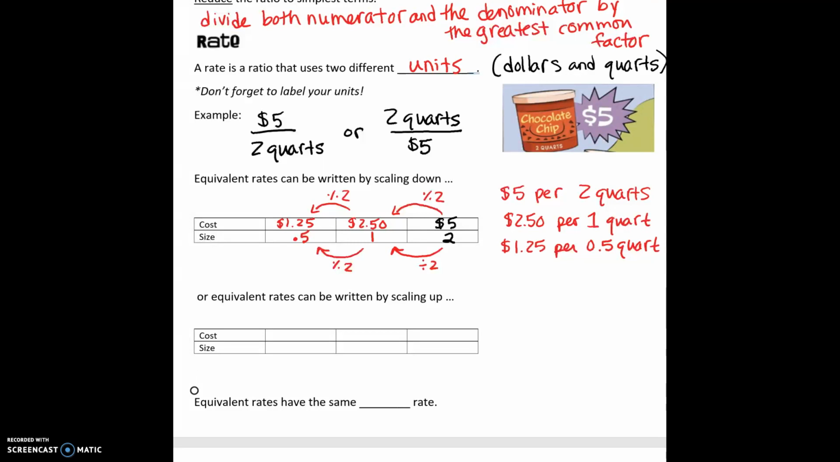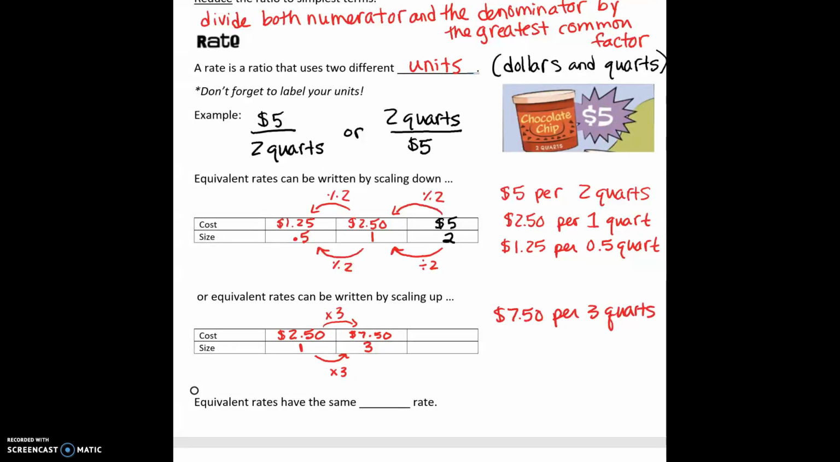Now I can also go the other direction here and I can scale up. If I started here with my unit rate, that even makes it easier to scale up. So my unit rate here is $2.50 for 1 quart. If I want to scale this up to know what the cost of 3 quarts is going to be, I'm just multiplying by 3. So 3 times $2.50 would be $7.50. An equivalent ratio here is $7.50 per 3 quarts.